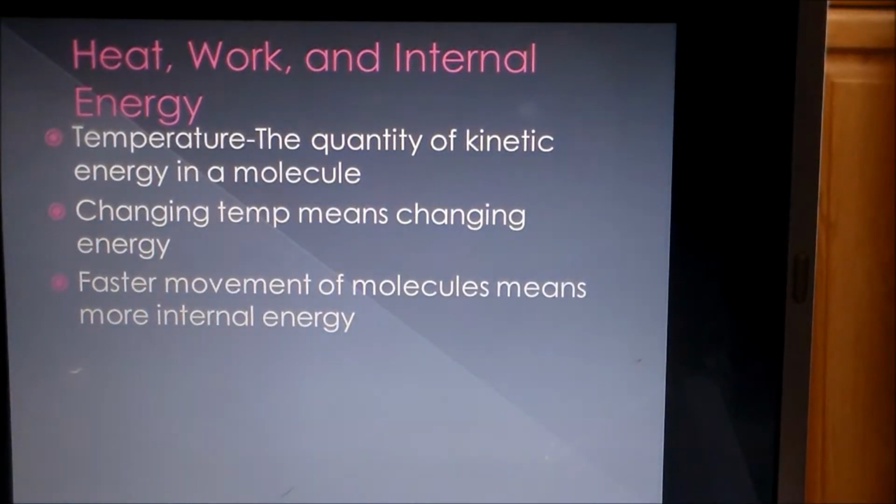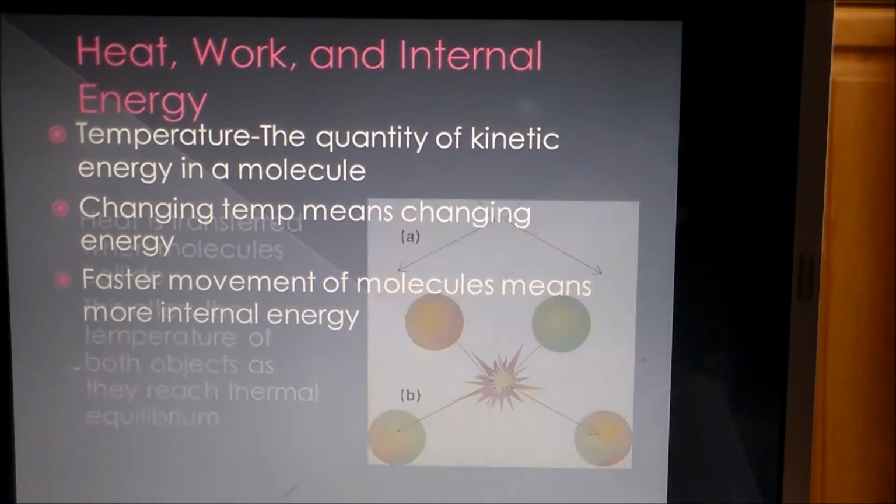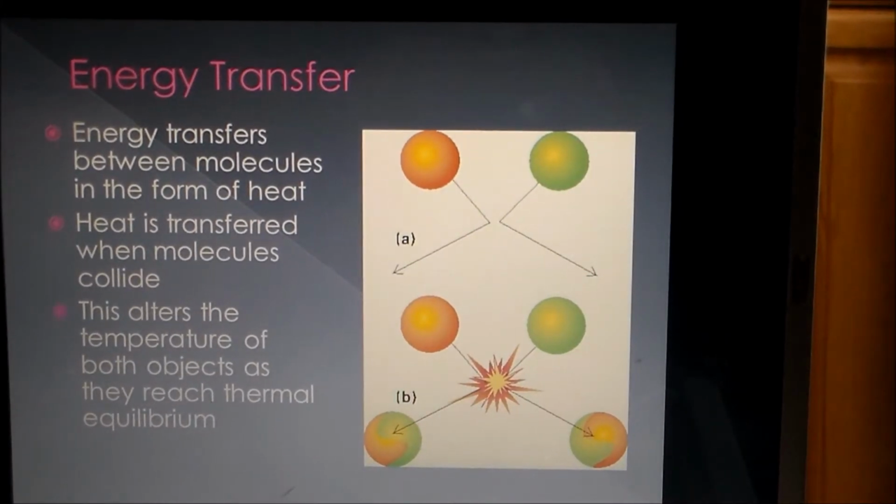Alright, our first topic is heat, work, and internal energy. Temperature is the quantity of kinetic energy in a molecule. When you change your temperature, you also change your energy. And the faster the movement of the molecules means you have more internal energy. Energy transfers between molecules in the form of heat. Heat is transferred when molecules collide. When molecules collide, this alters the temperature of both objects as they reach thermal equilibrium.